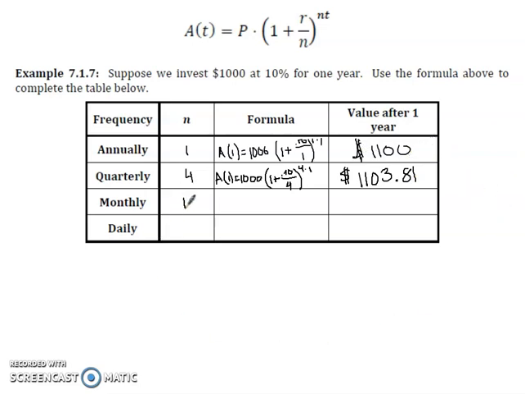For monthly, we're going to have 12 payments, and daily, we're going to assume that we have 365 payments, and it is not a leap year. For monthly, when I plug in and simplify, I see that we're about at $1,104.71. For 365 payments, we are at about $1,105.16. So the more intervals that they break up our interest into, the more money that we are going to earn on our initial investment.